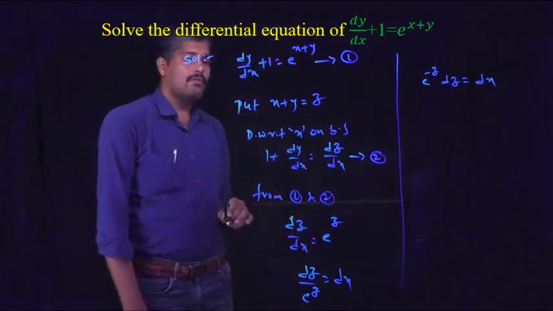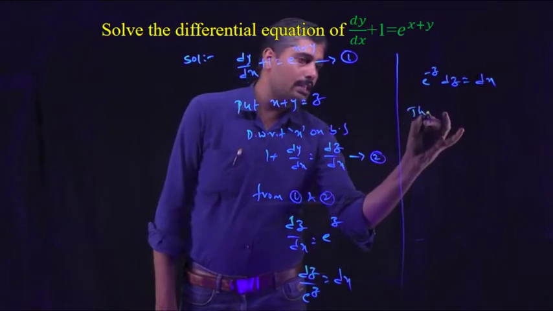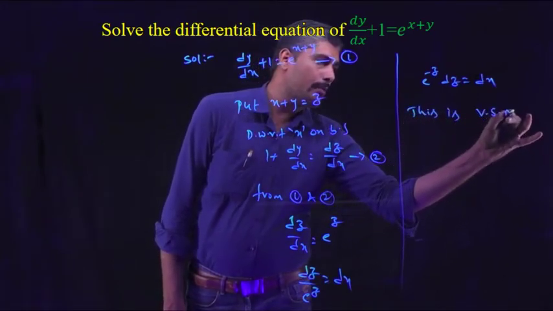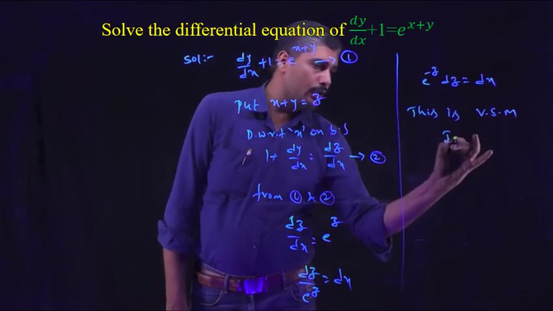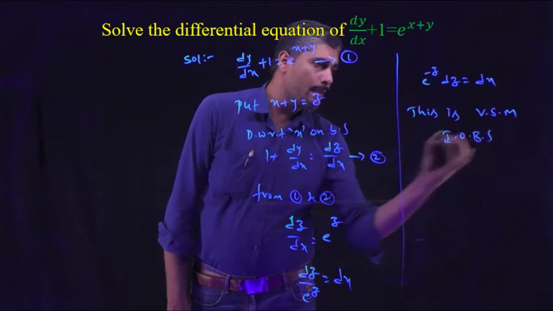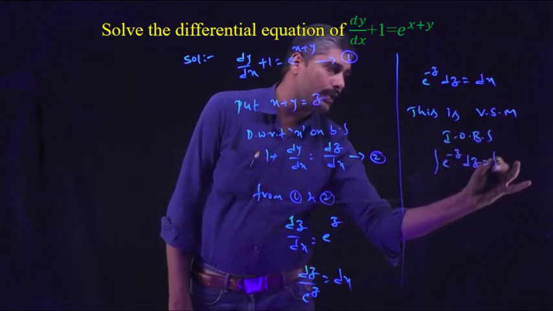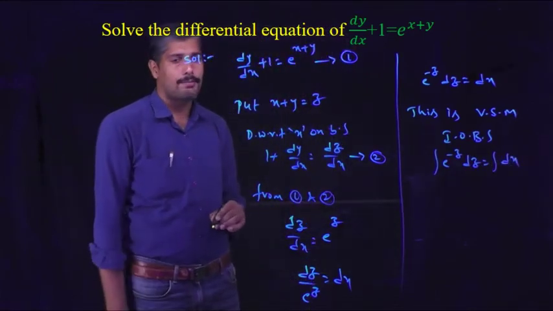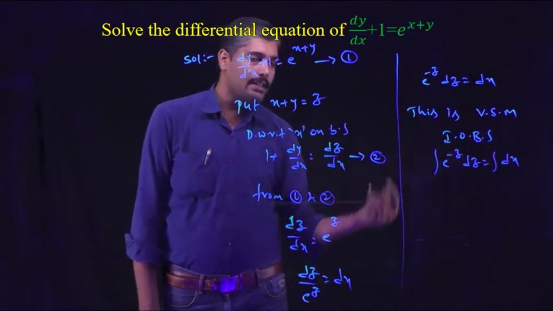Z terms on one side and x terms on one side. This is variable separable method. Right? Integrating on both sides. Then integral e power minus z into dz equal to integral dx. We know that integral e power x equal to e power x. E power minus x equal to e power minus x by minus 1.